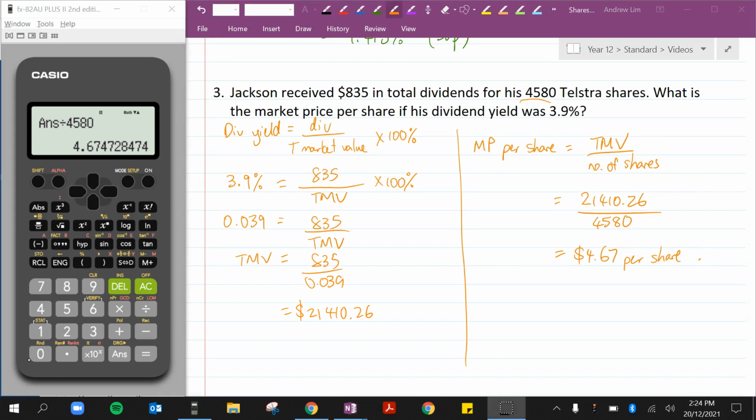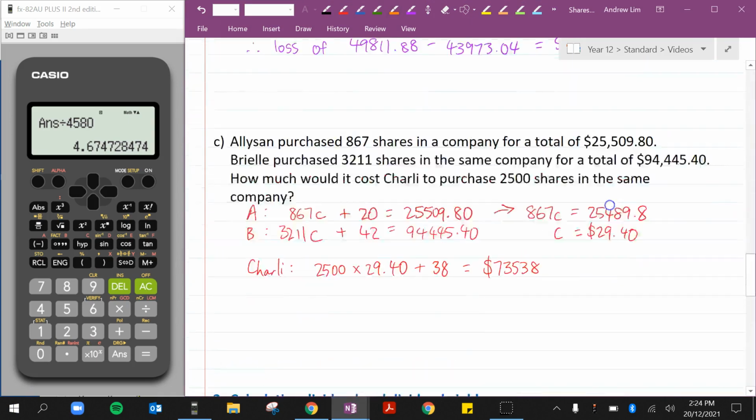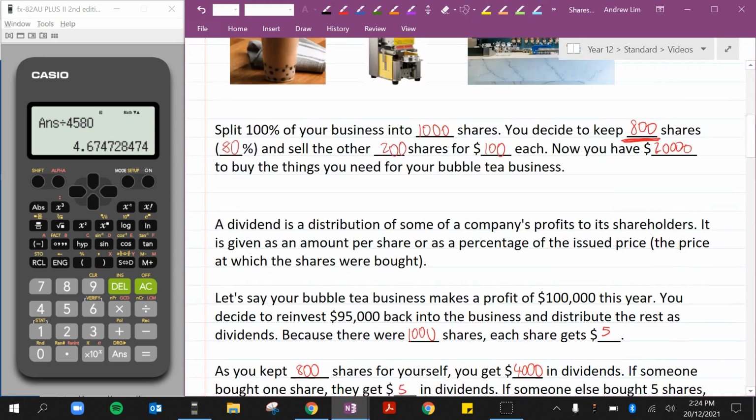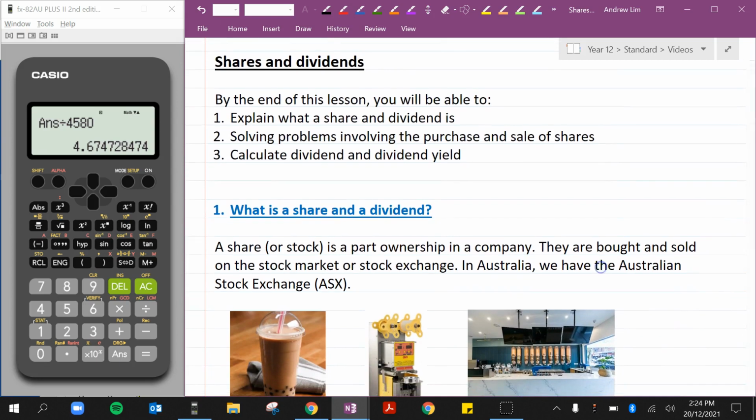And that's it for this lesson. So I hope you now know how to explain what a dividend and a share is, solve problems involving the purchase and sale of shares, and calculate the dividend and dividend yield.